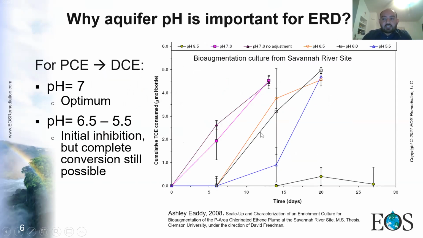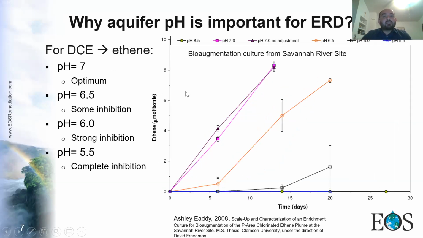However, the title of the presentation is the importance of pH, and that is the reason why we'll explain that pH is important for dechlorination. In the first stage, from PCE to DCE, the process is more flexible, as I said, and the pH is optimal at 7. As the pH goes down, there is sometimes an initial inhibition, as you can see in this graph, but complete conversion is still possible. Once this lag phase is over, in most cases the dechlorination rates recover.